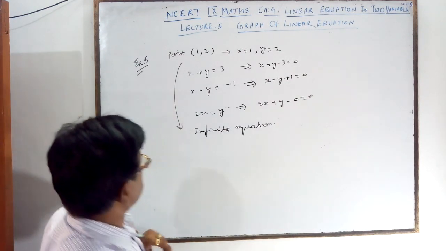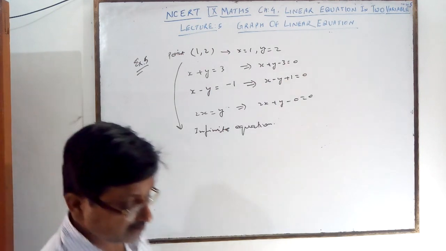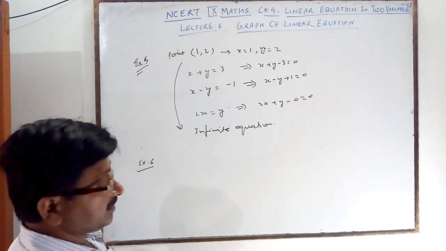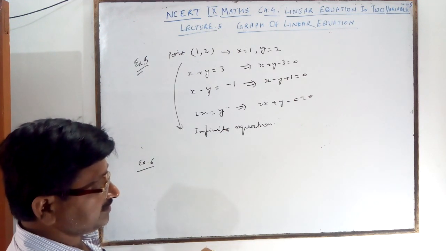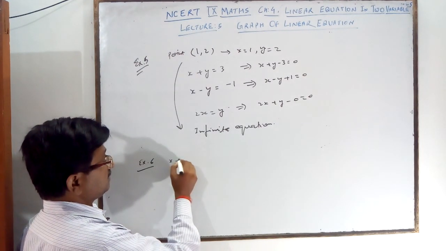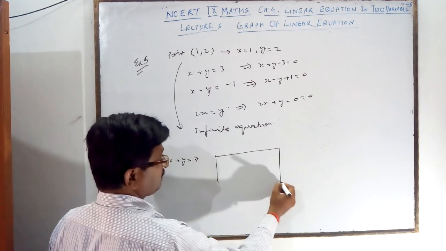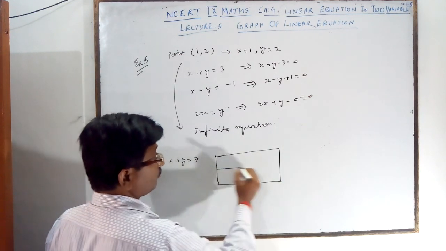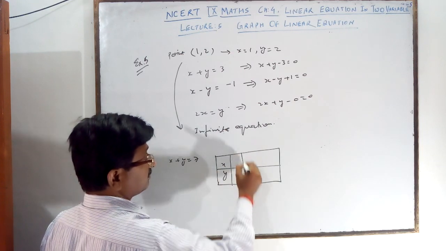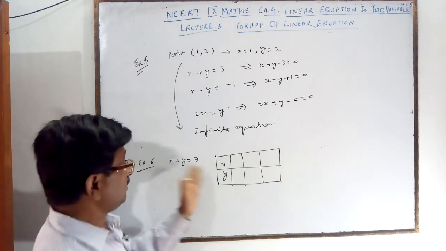The next question is example number 6 of the book. Plot the graph. Draw the graph of x plus y equal to 7. For plotting the graph, what is required? Points are required, and you will get these points from this equation.